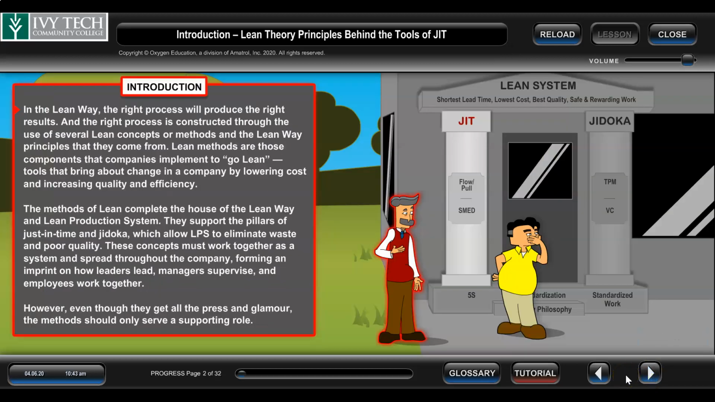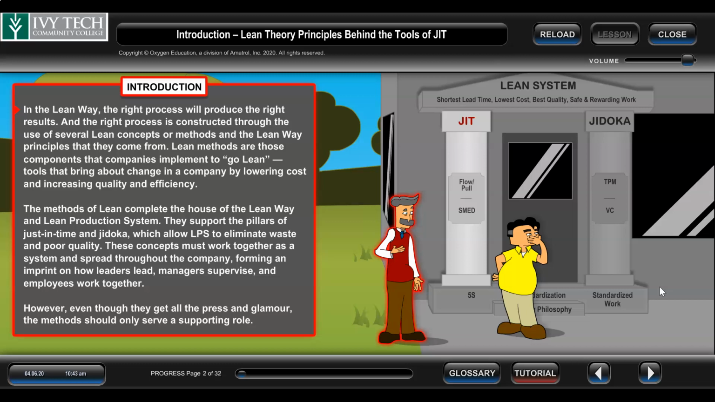In the Lean way, the right process will produce the right results, and the right process is constructed through the use of several Lean concepts or methods and the Lean way principles that they come from. Lean methods are those components that companies implement to go Lean, tools that bring about change in a company by lowering cost and increasing quality and efficiency. The methods of Lean complete the house of the Lean way and Lean production system.